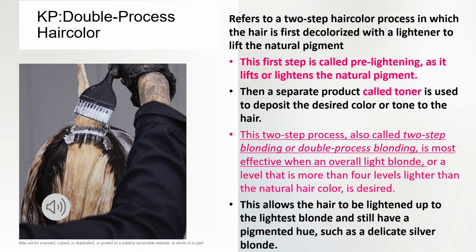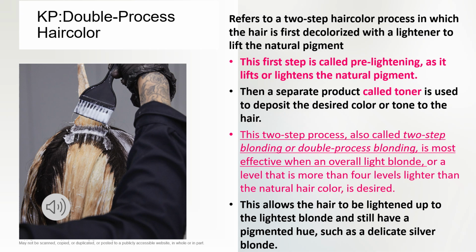Double process hair color refers to a two-step hair color process in which the hair is first decolorized with a lightener to lift the natural pigment. The first step is called pre-lightening, as it lifts or lightens the natural pigment. Then a separate product called toner is used to deposit the desired color or tone to the hair.